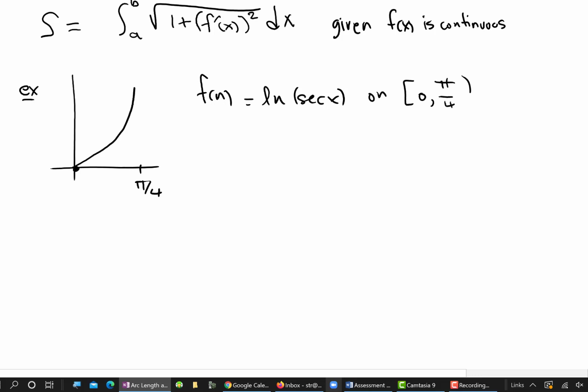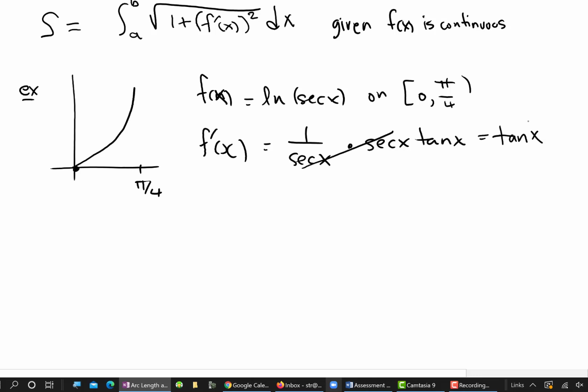So, of course, this should be an x. The derivative of this is 1 over secant x times the derivative of secant x, which is secant x tan x. And these cancel, which is kind of nice. So the derivative in this case is just tan x. And since tan x is continuous on our interval, 0 to pi over 4, then we can use the arc length formula.